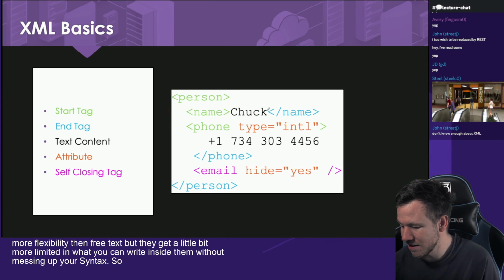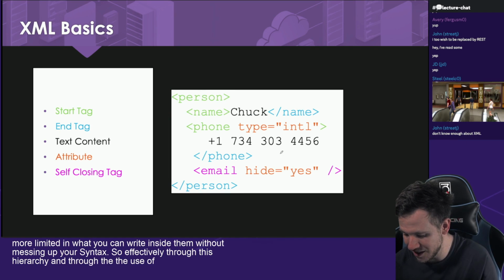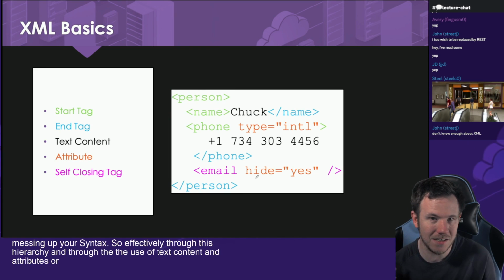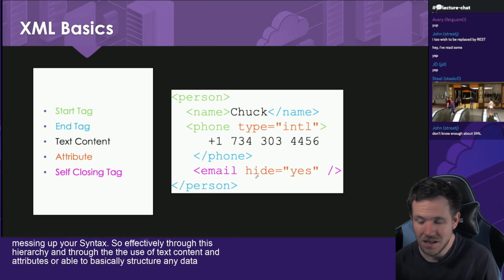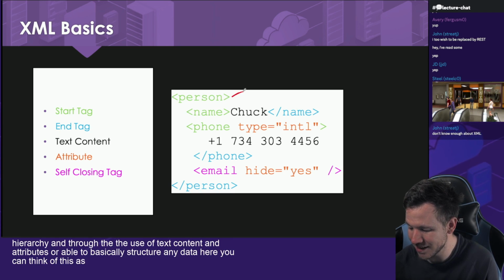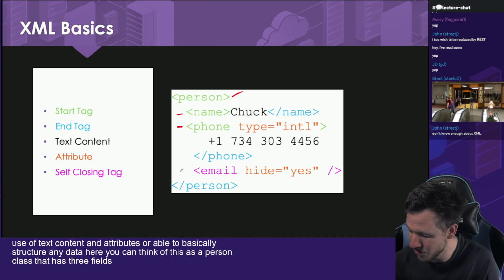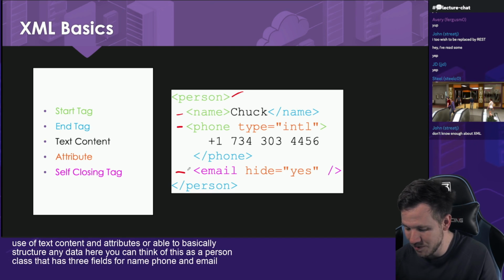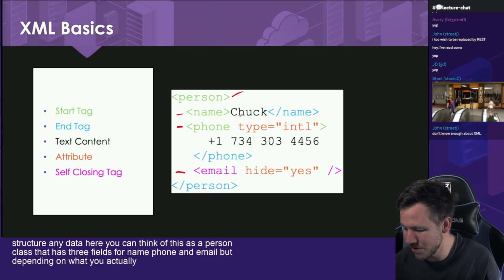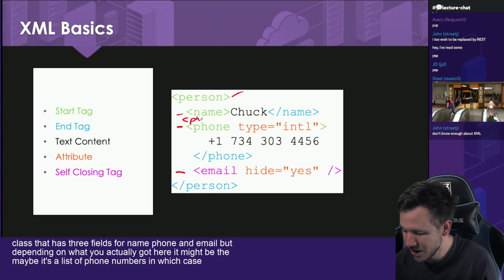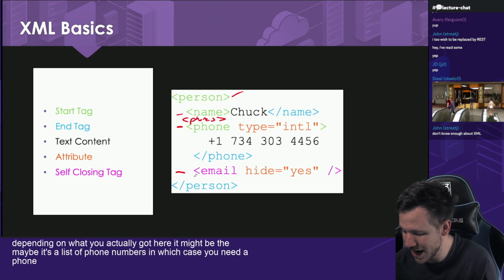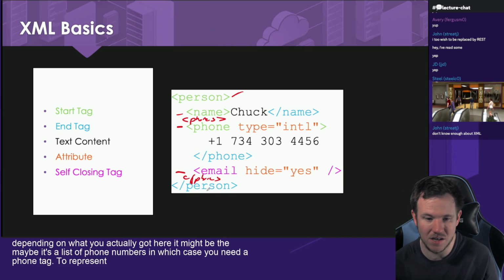So effectively, through this hierarchy and through the use of text content and attributes, we're able to basically structure any data here. You could think of this as a person class that has 3 fields for name, phone, and email. But depending on what you actually got here, it might be that maybe it's a list of phone numbers, in which case you need a phones tag to represent a list of things.